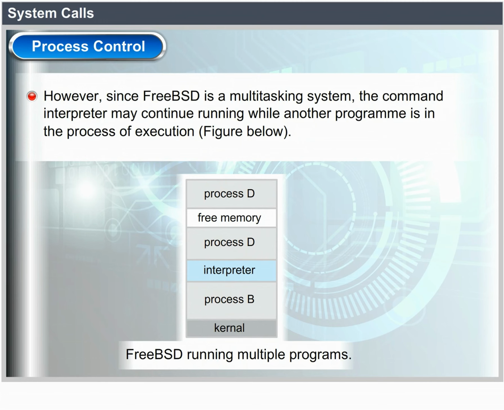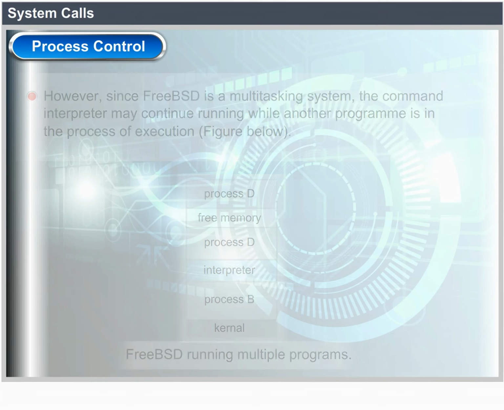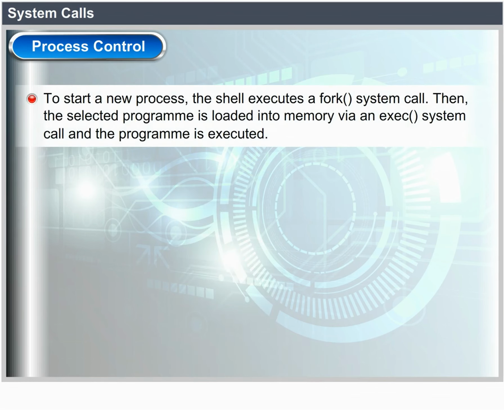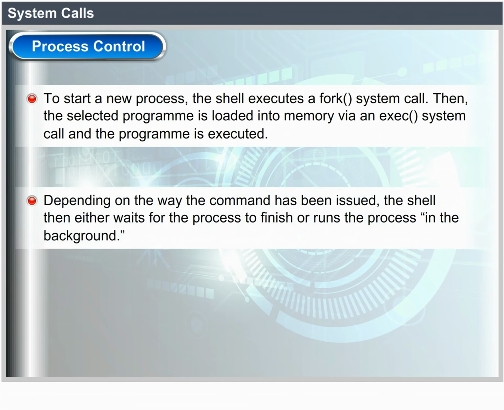To start a new process, the shell executes a fork() system call. Then, the selected program is loaded into memory via an exec() system call and the program is executed. Depending on the way the command was issued, the shell then either waits for the process to finish or runs the process in the background. In the latter case, the shell immediately requests another command.